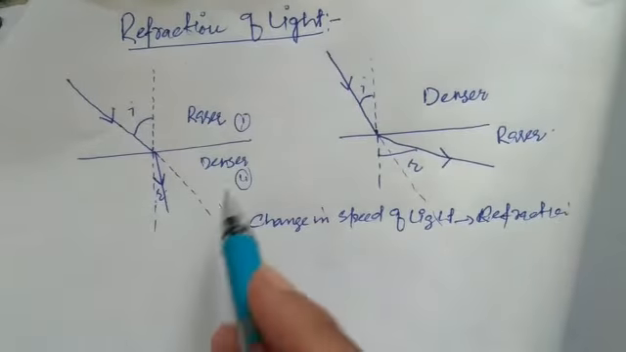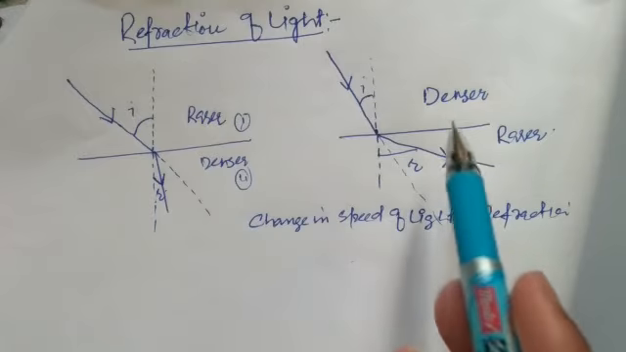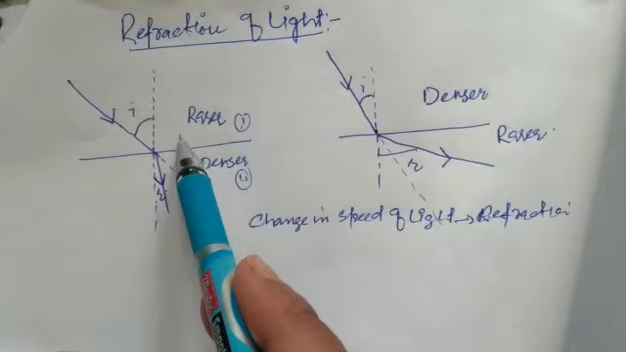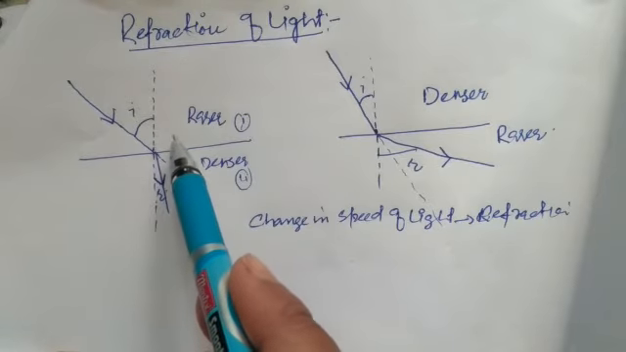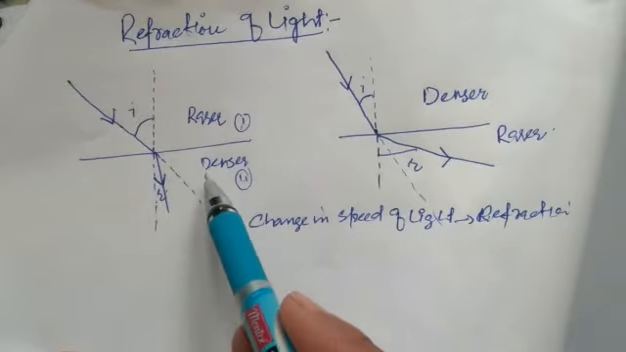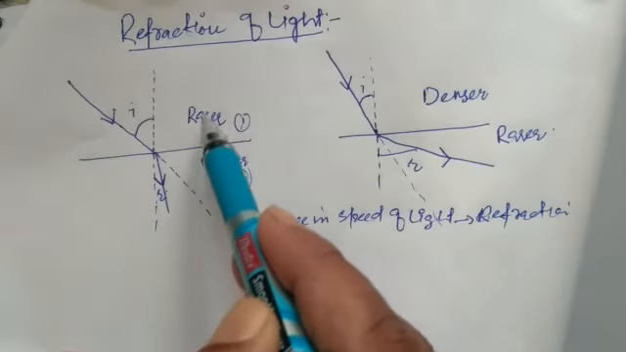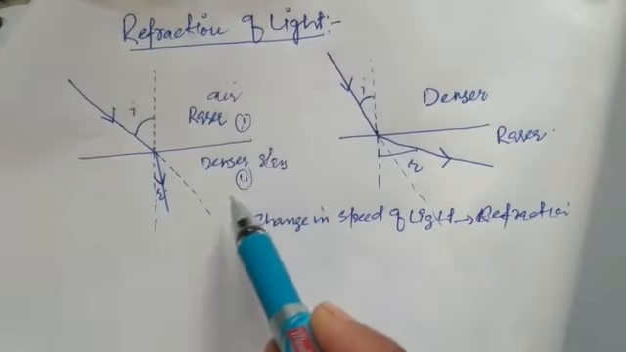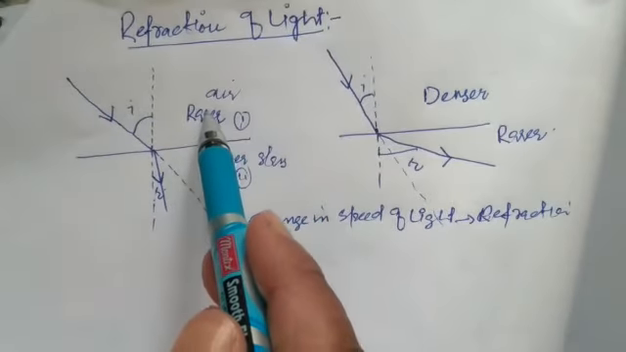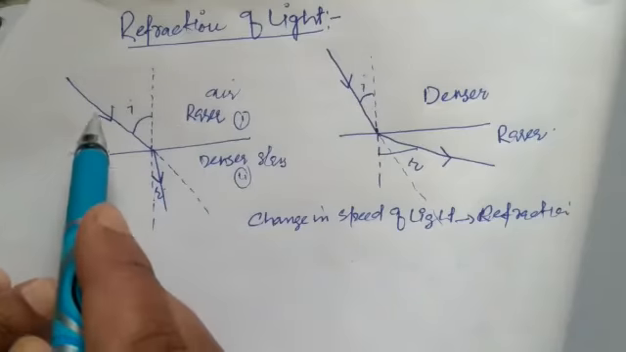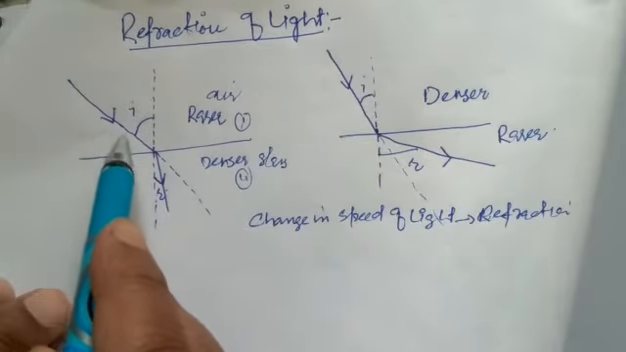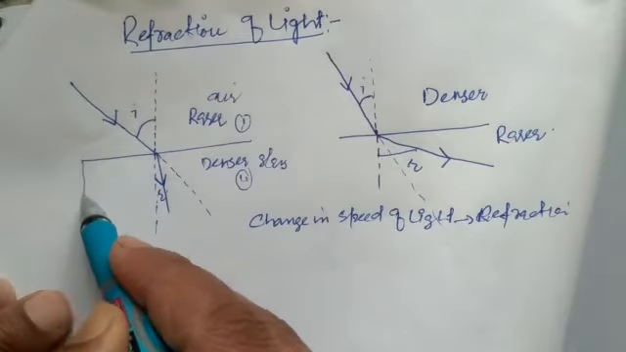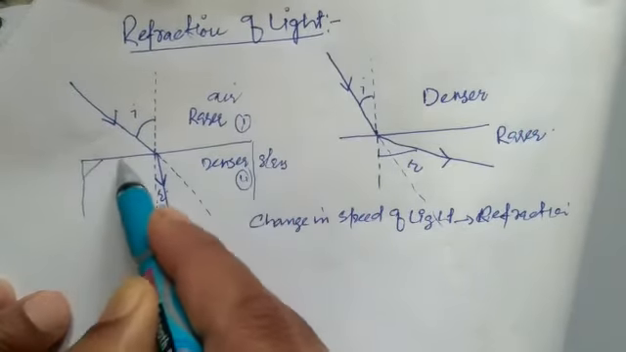So when a ray of light goes from rarer to denser or denser to rarer. Sir, what is a rarer medium? I told you, a medium is said to be rarer if the speed of light in that medium is very large as compared to another medium. For example, if this is air and this is glass. In air, the speed of light is very large. This is the glass, this is the second medium.